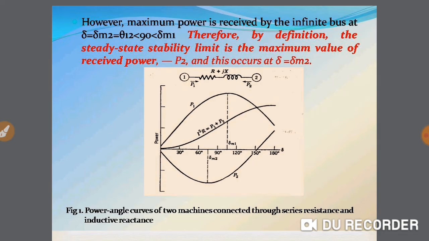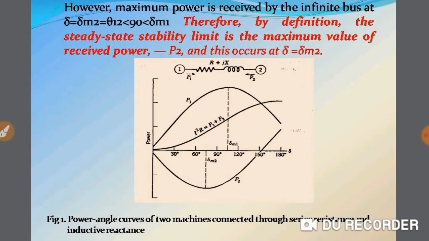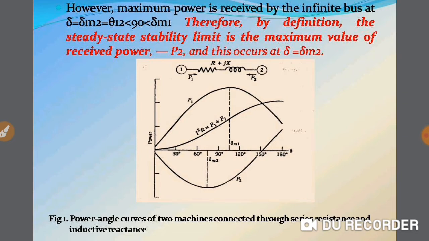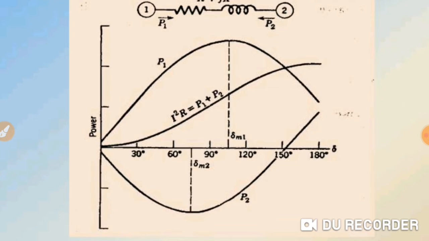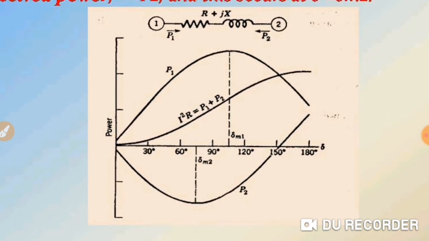Here, as you can see, I will zoom it a bit so that it is more clear for you, that the maximum power received at the infinite bus is given by the value where del is equal to del M2, which is equal to theta 12, which is less than 90 degrees, because previously we saw that it should be greater than 90 degrees when we are considering del M1. Therefore, by definition of steady state stability, the maximum value received by P2 will occur at del equal to del M2.